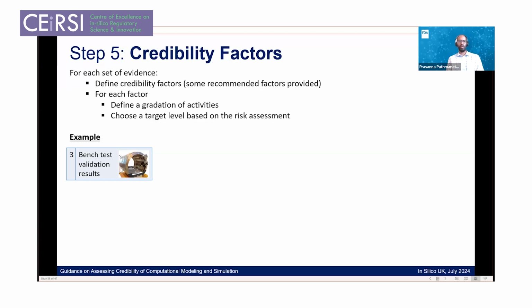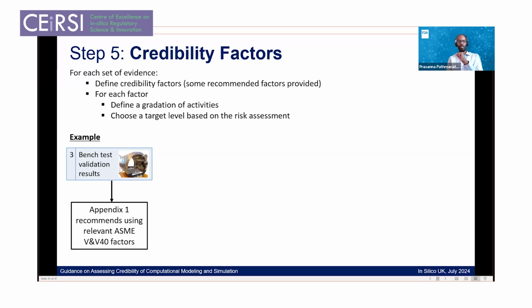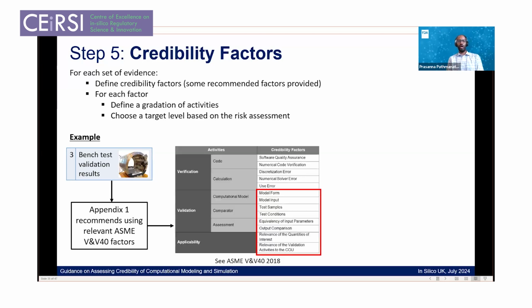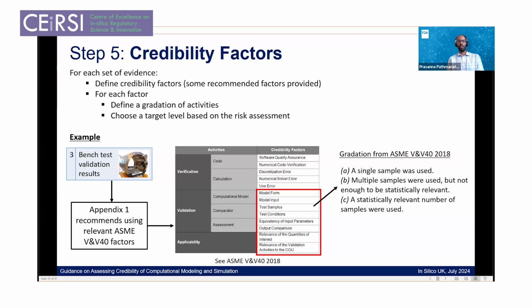And this is easiest to understand through an example. So let's suppose that some bench test validation results are planned. The guidance basically says go to Appendix 1 to look up recommendations for this category 3. Appendix 1 recommends using, because this is very well aligned with V&V40, the relevant V&V40 credibility factors. So then you go to V&V40. These are the credibility factors, or actually they're broken into sub-factors. But you can go to V&V40 and for each factor, define a gradation, which you can also get from V&V40.